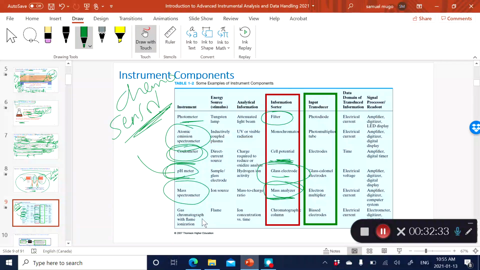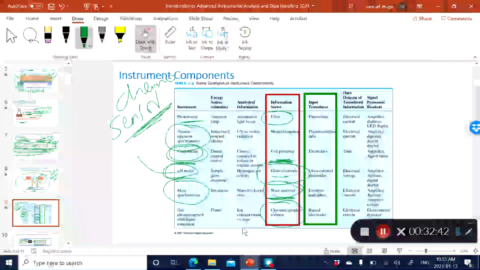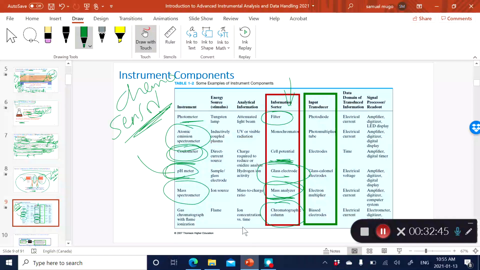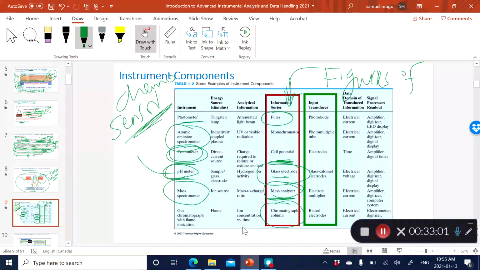Now, gas chromatography, on the other hand, you can see the information sorter is a chromatographic column and so forth. And as I've said, the information sorter is often the major bottleneck in analytical analysis, as far as making the devices cheaper and more selective, so it impacts a lot of the figures of merit, or the performance of the instrument. And of course, later on, I'm going to talk about the figures of merit. But those of you from Chem 211, you understand what I mean by the figures of merit.